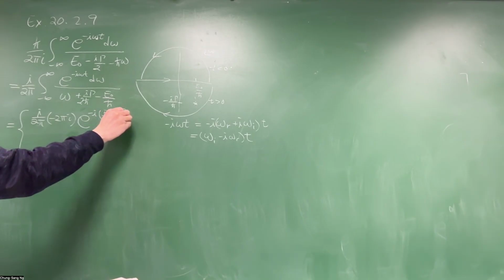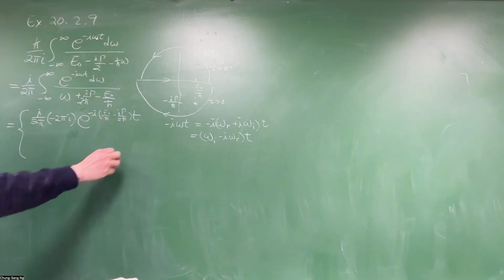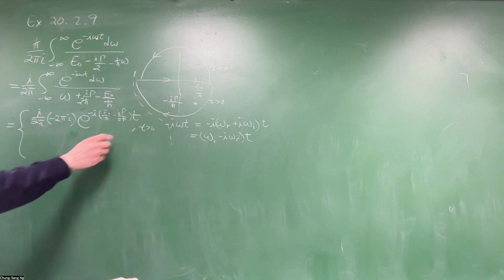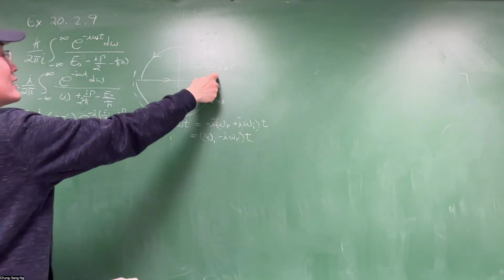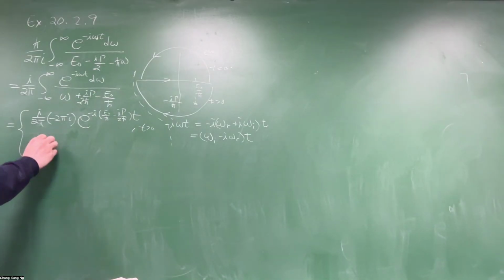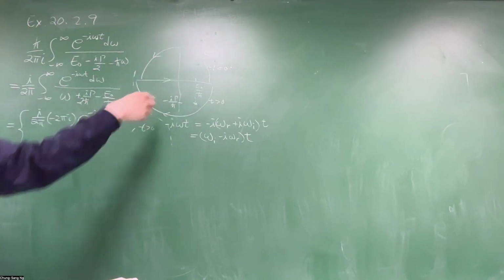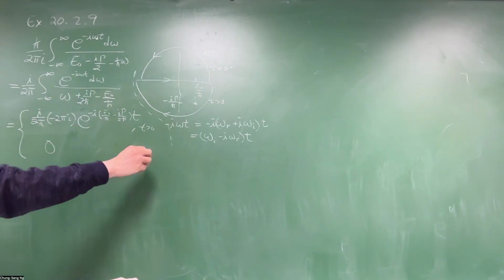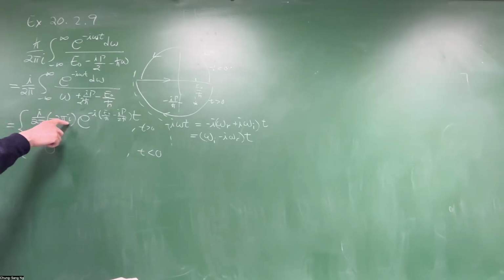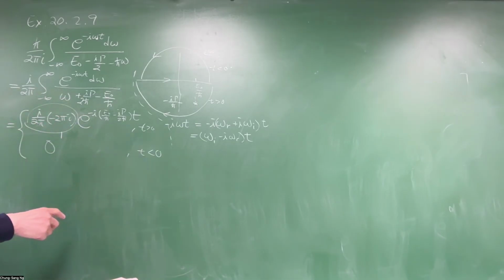That is for t positive. And for negative t, it doesn't have a pole over here, so it would be zero, because the whole thing is analytic over the upper plane. So you cancel i and negative i, cancel the 2 pi's, and everything is 1. It's just 1.